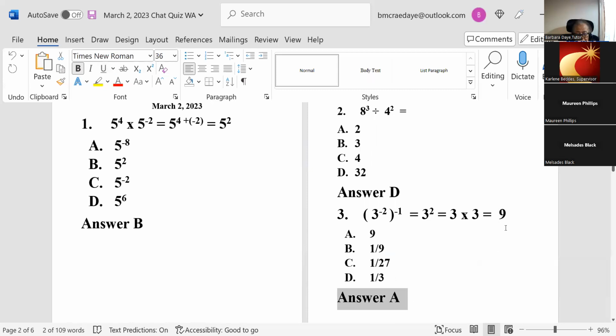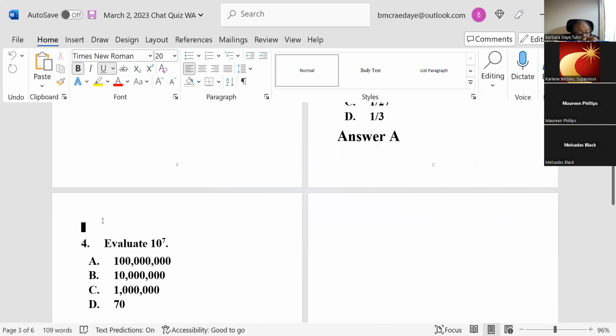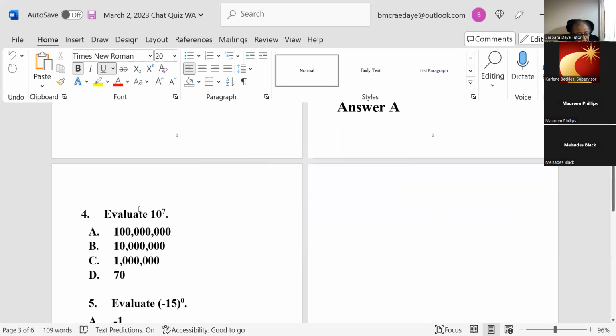Okay, now let's go to number 4. Now this is scientific notation, actually. 10 to the 7th is the same as 1 times 10 to the 7th, right? So you don't see the coefficient, but that's what it is. So let me just put it here. That's the same as 1 times 10 to the 7th, right? Okay, so if the exponent is positive, that means we've got a number that has multiples of 10.